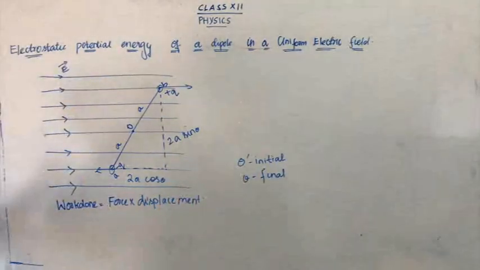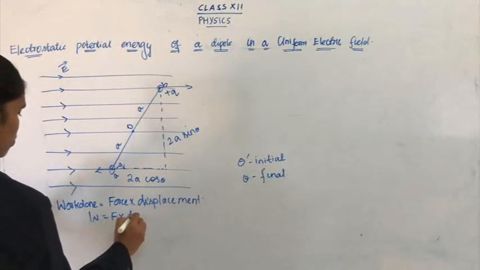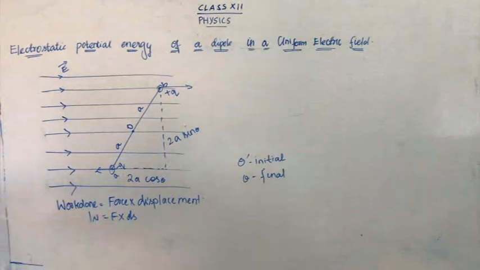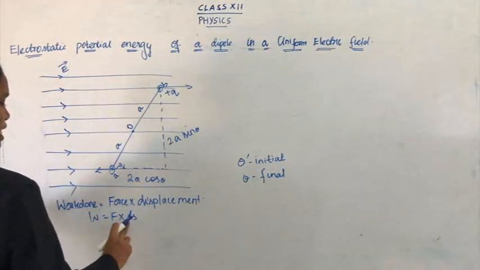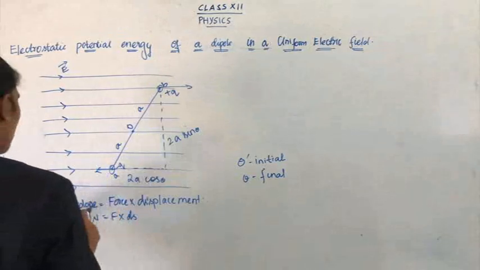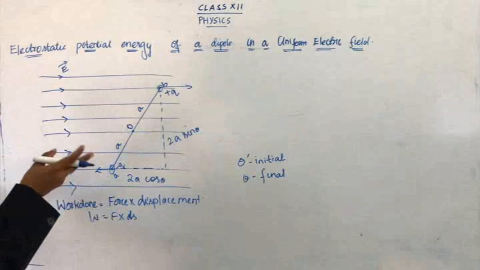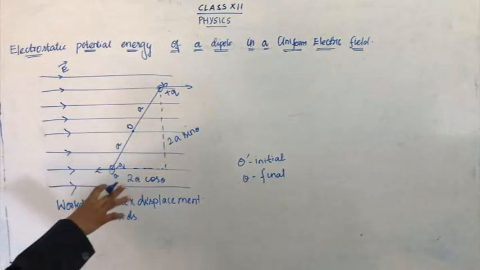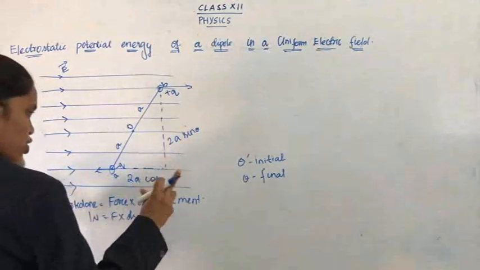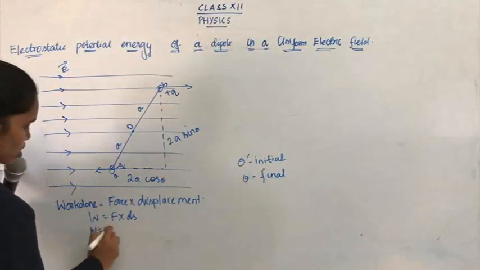Now W equals F into displacement, which is denoted as ds, the change in the distance. If there is a change, then we denote it with a d. S is for displacement and d for rate of change of displacement. So work done equals force into displacement. So what is torque? I already told you that torque is an external force needed for the movement, the rotation.